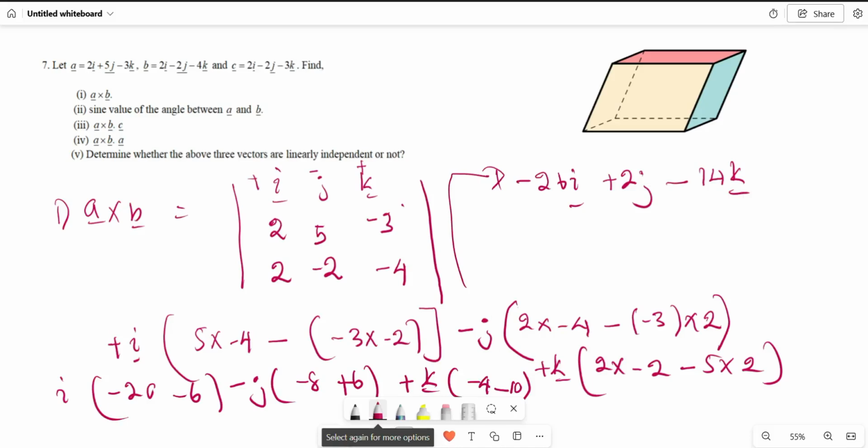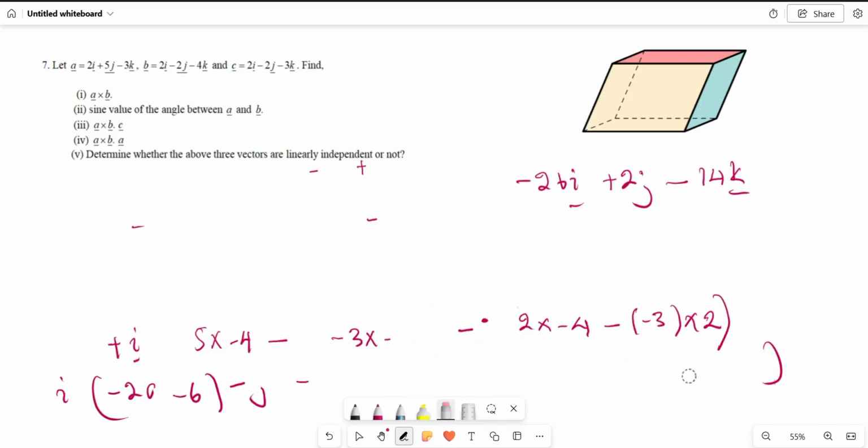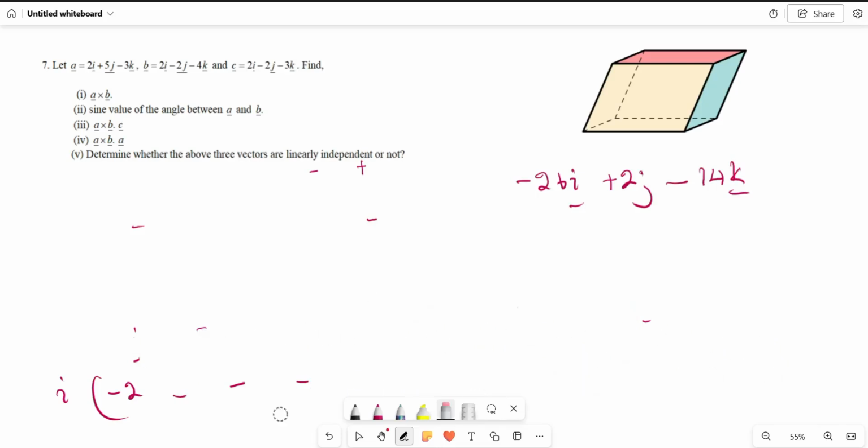So the rest of the things I will erase. I will keep only this part. Okay. So this is my A cross B, right? A cross B vector value. Okay, now it is done.